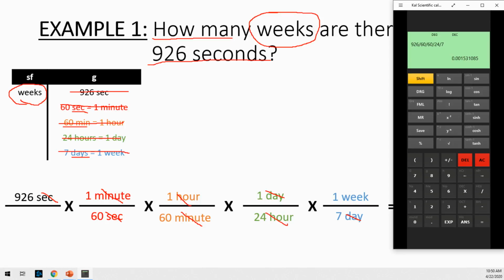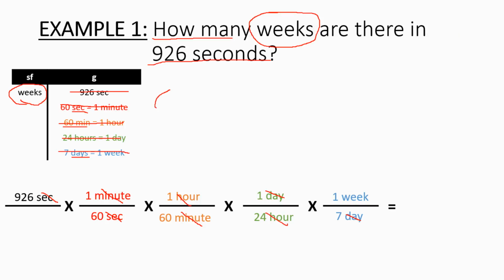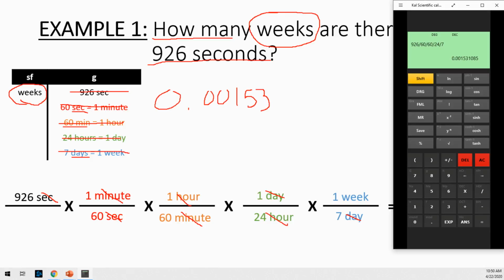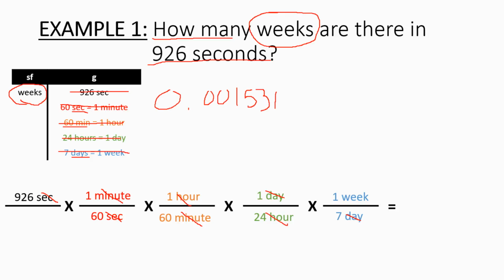0.001531085. So I'm going to write that down. I have 0.00153. I don't remember the rest, so I'm going to say it's 1085. That's missing units. It's also missing my significant digits.